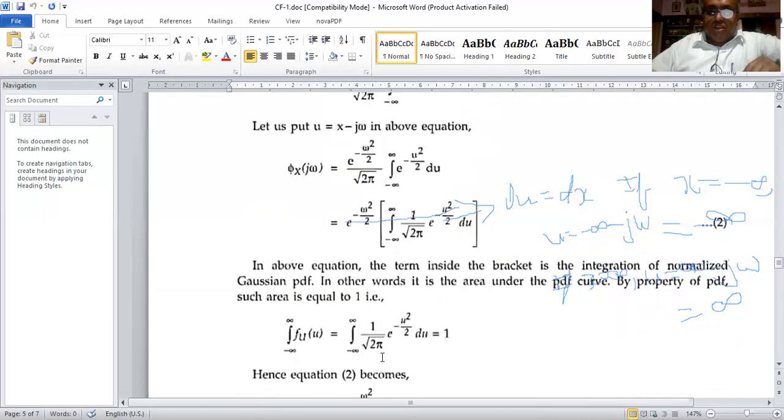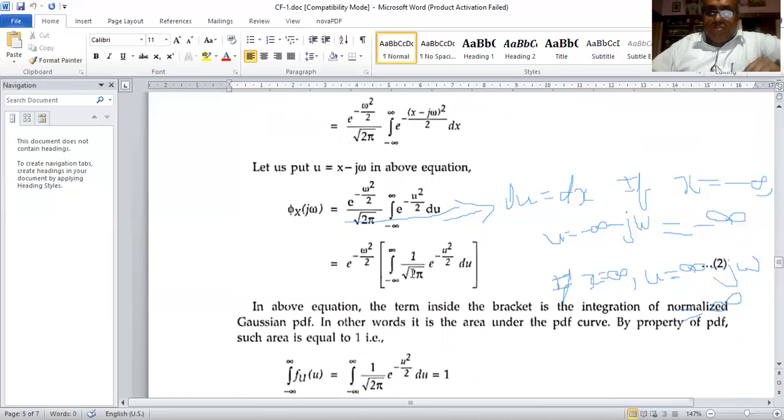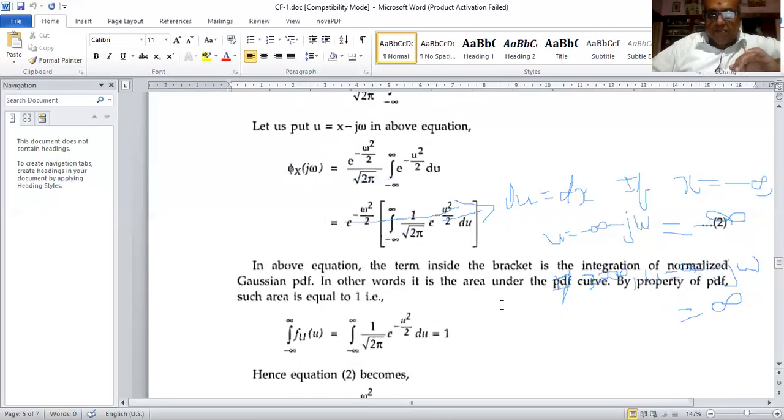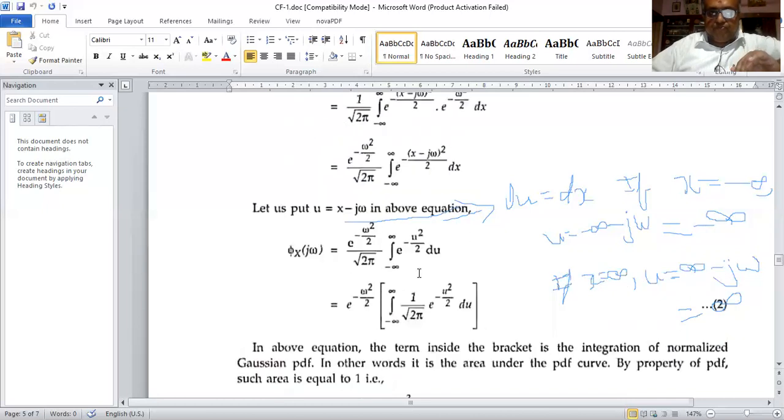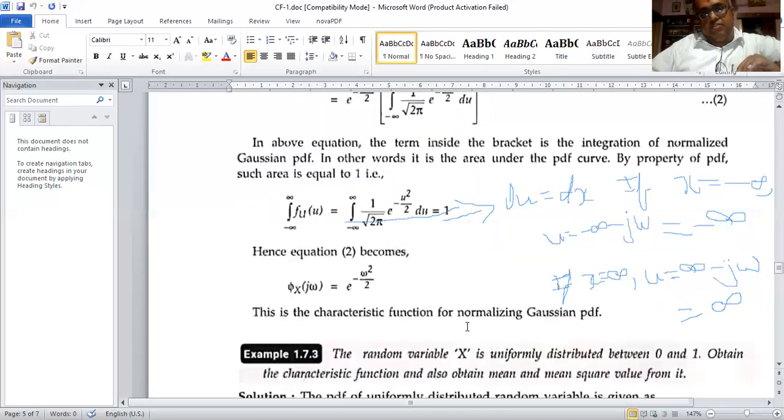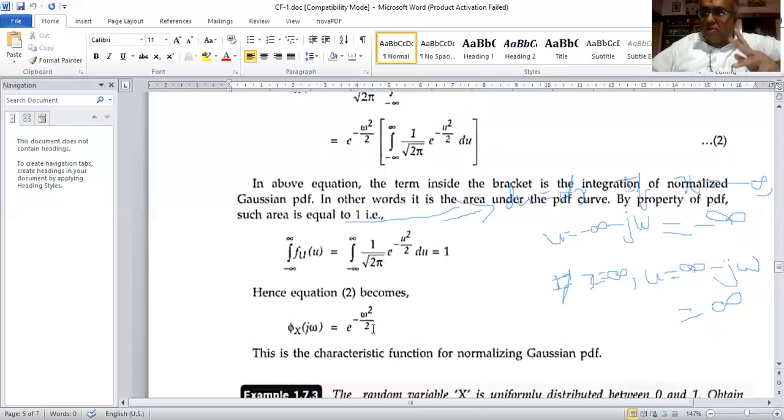So the integral from minus infinity to plus infinity of 1 by root 2 pi e to the power of minus u squared by 2 du is equal to 1. This integral with respect to u, including the 1 by root 2 pi constant factor, is what gives me 1, which is the area under the PDF. So that's why I get e to the power of minus omega squared by 2 into 1, which is equal to e to the power of minus omega squared by 2 itself. So this is the characteristic function for the normalized Gaussian PDF, or the standard normal Gaussian PDF.